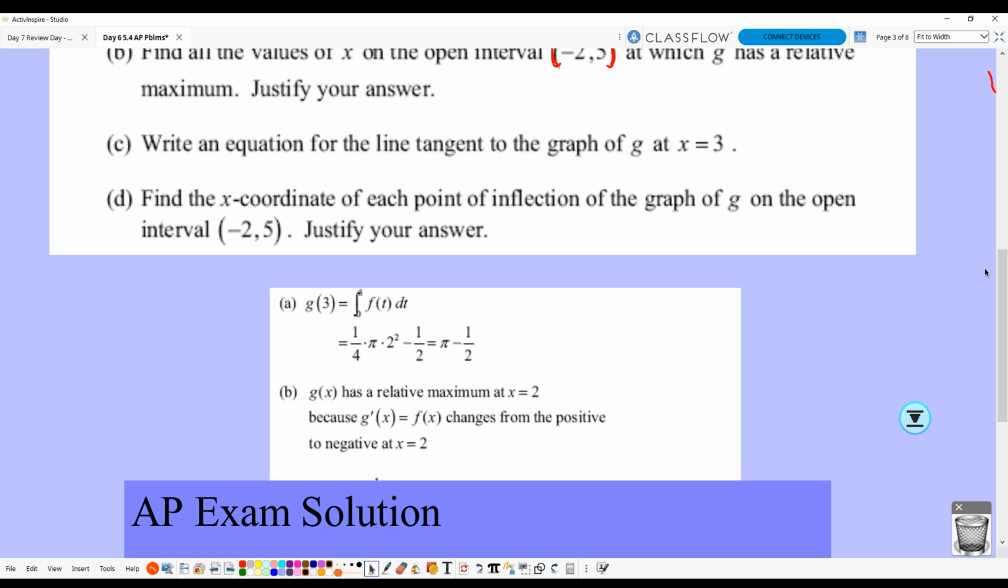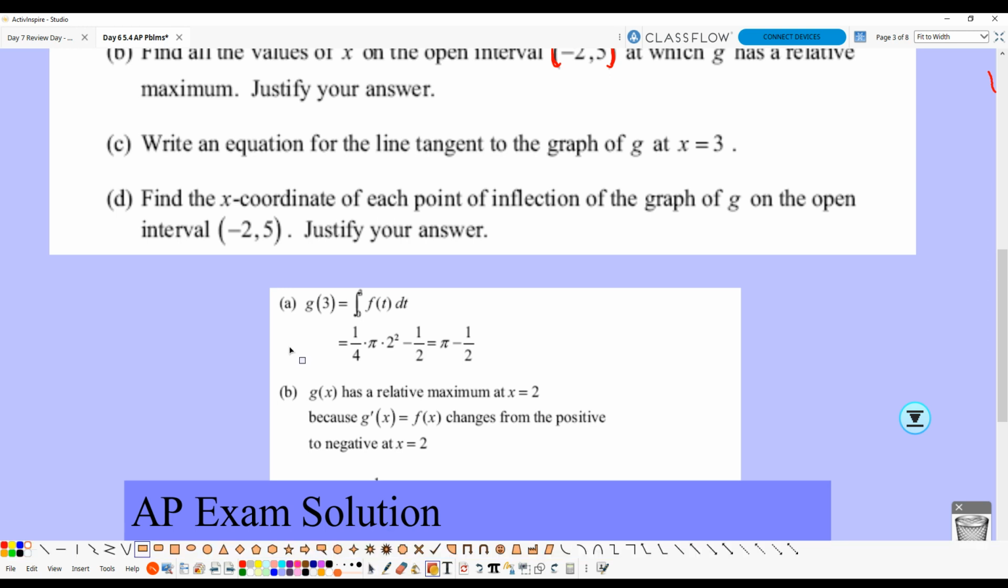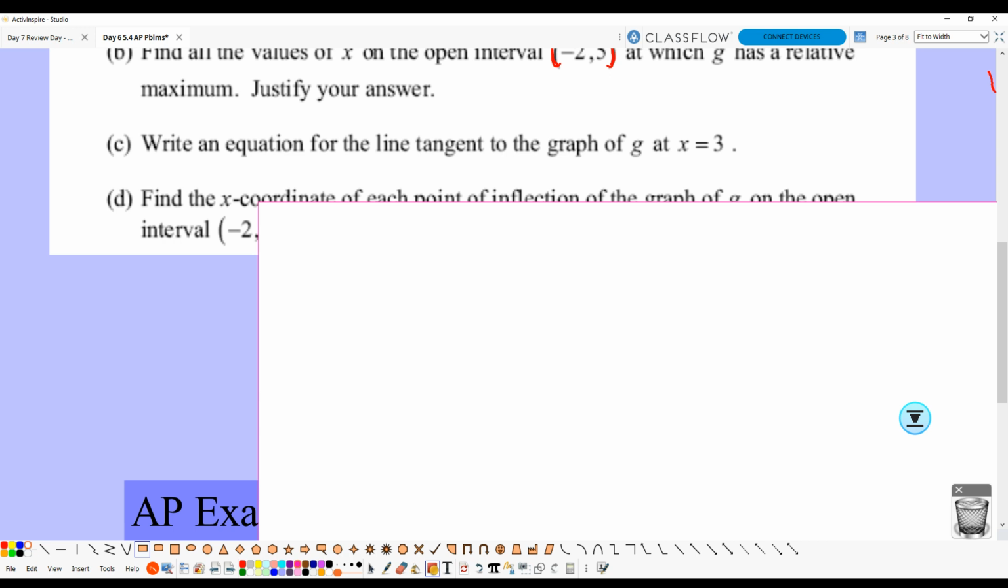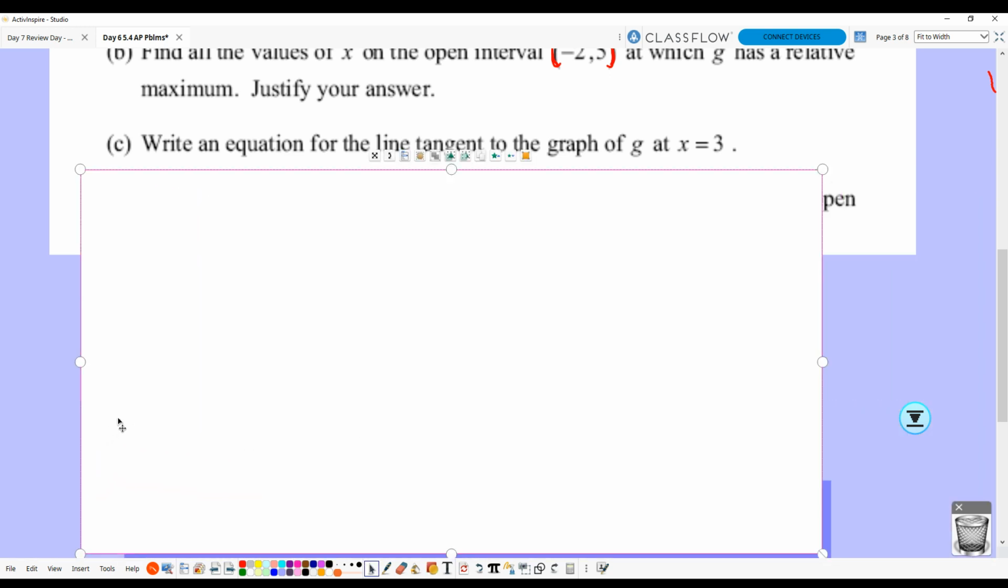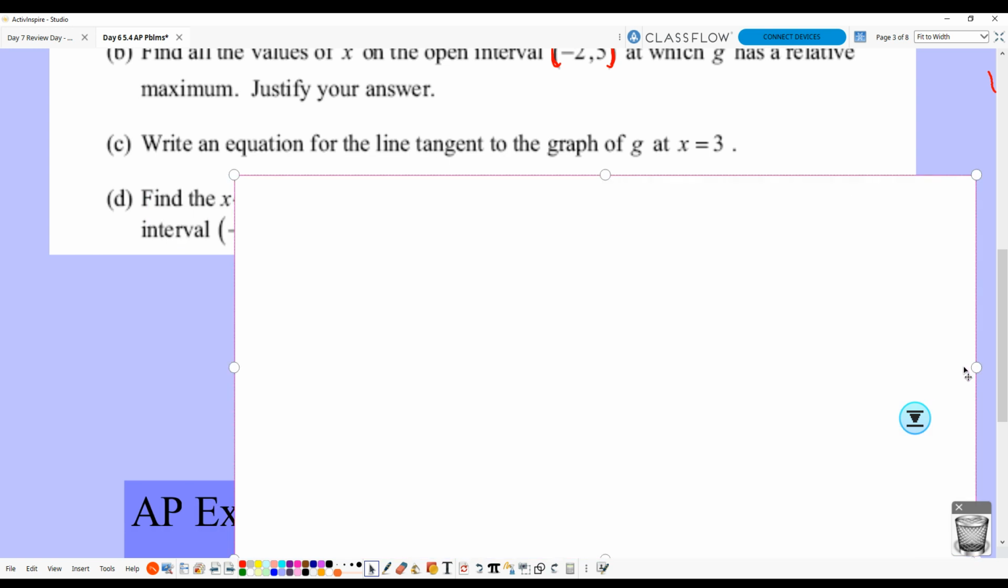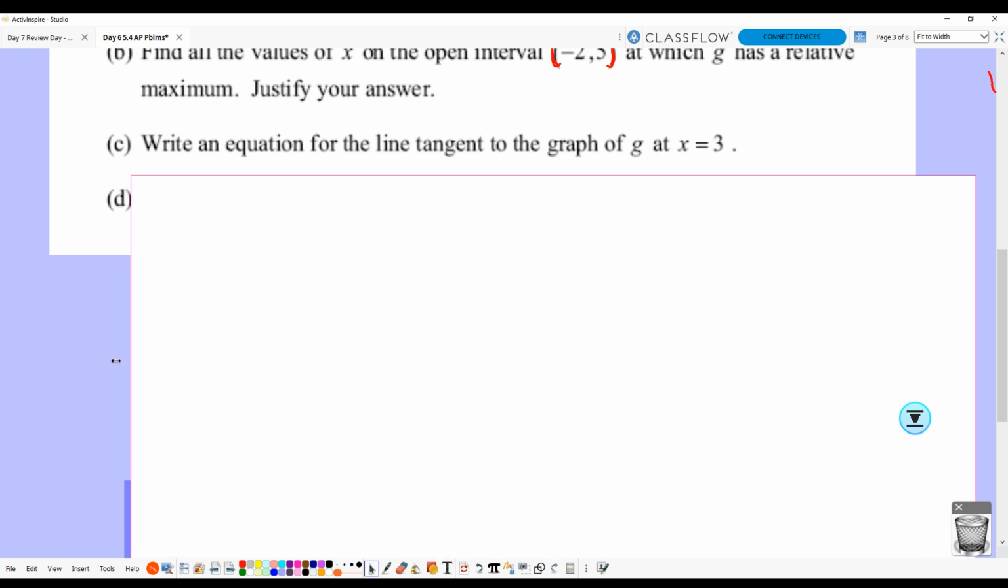But let's do part C. Sydney, part C is asking us to find a tangent line. What do we need to create a tangent? We need the x coordinate, the y coordinate, and the slope. So I need a point and a slope.